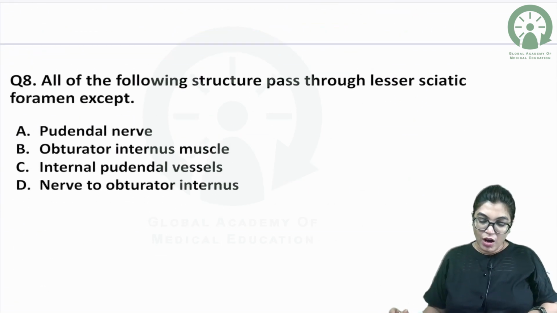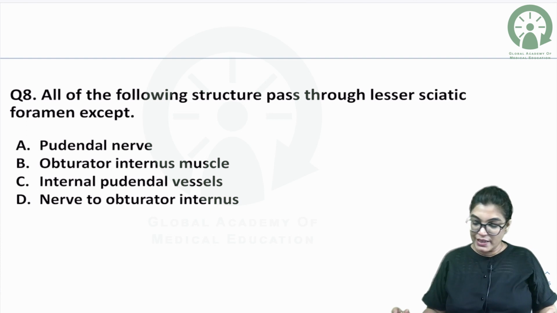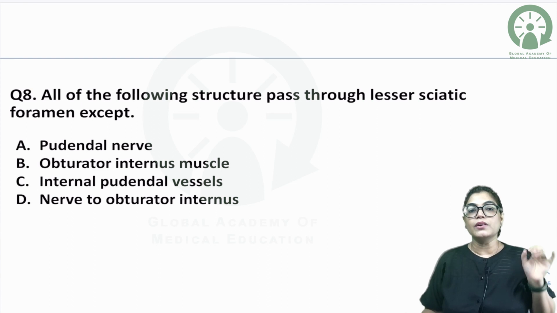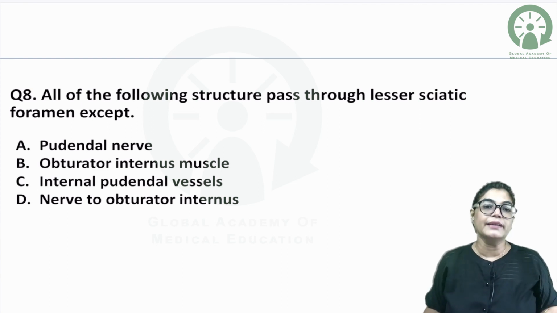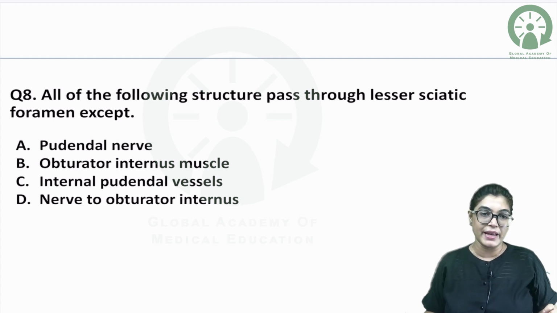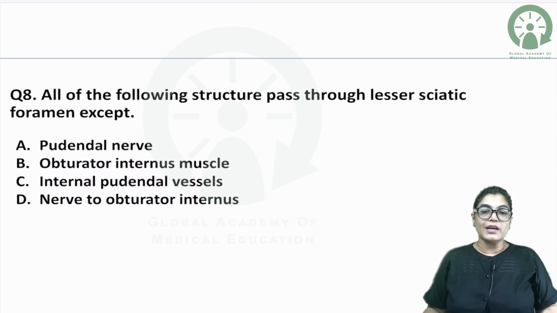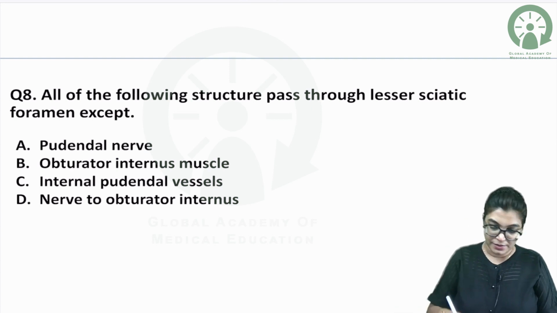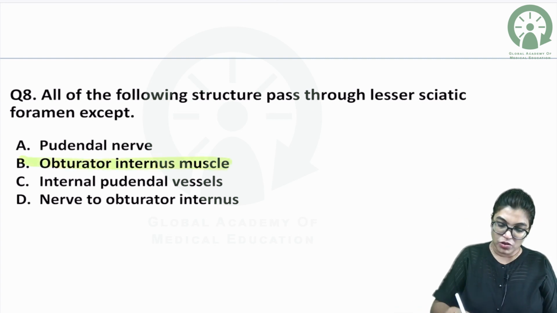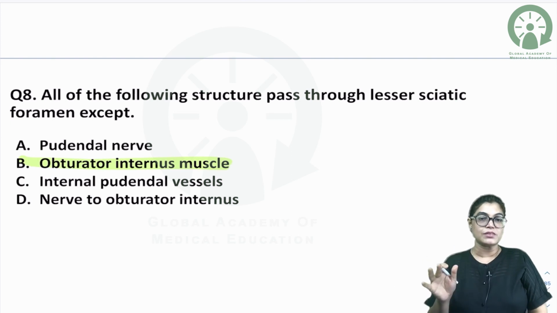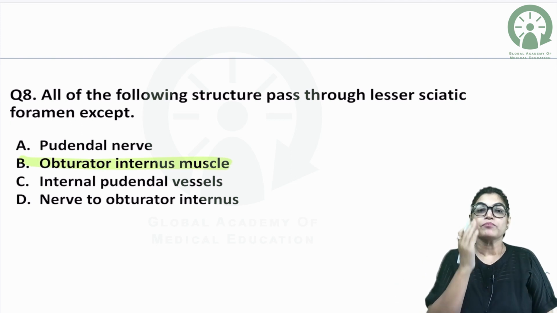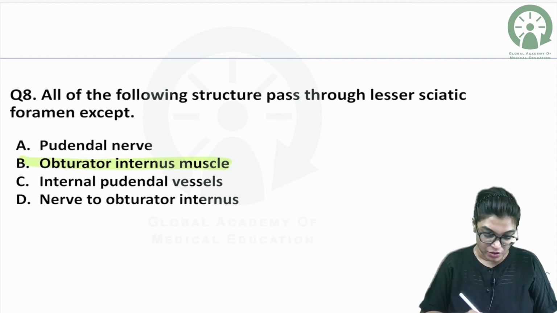All of the following structures pass through the lesser sciatic foramen except. The options are pudendal nerve, obturator internus muscle, internal pudendal vessel, and nerve to obturator internus. The right answer here is obturator internus muscle. Why? Because the obturator internus muscle is not traversing the lesser sciatic foramen. It should be the obturator internus muscle tendon. So this is the right answer.